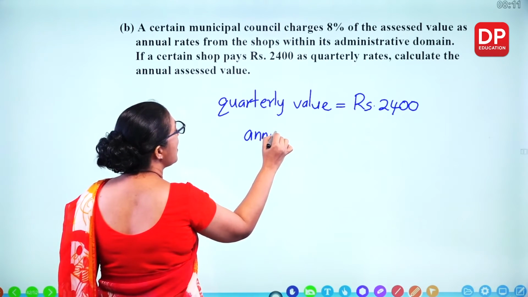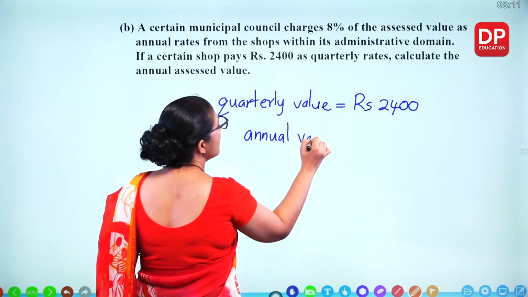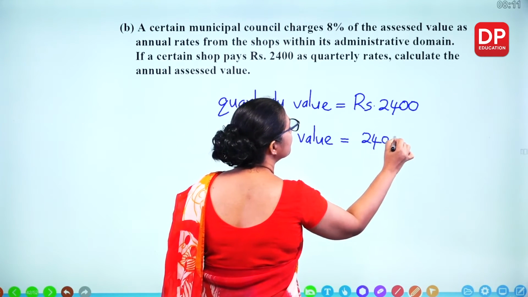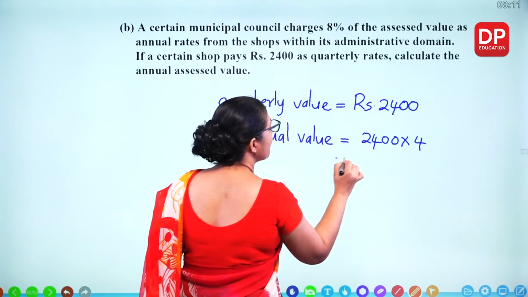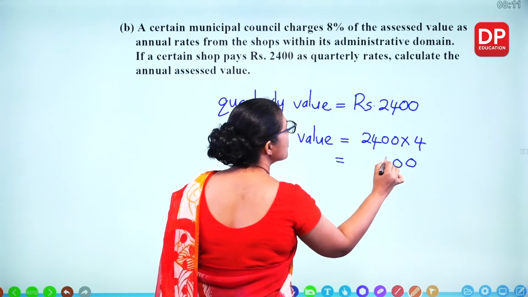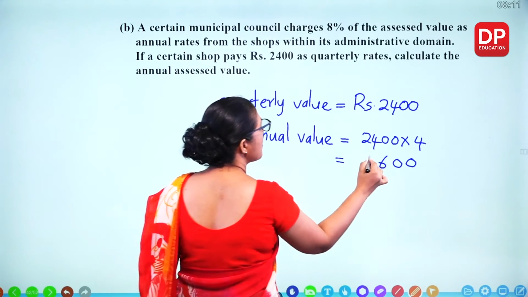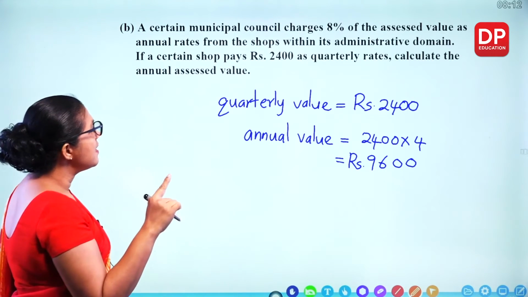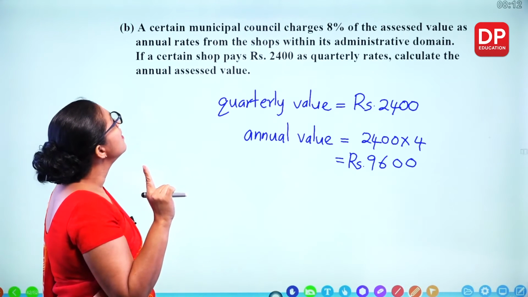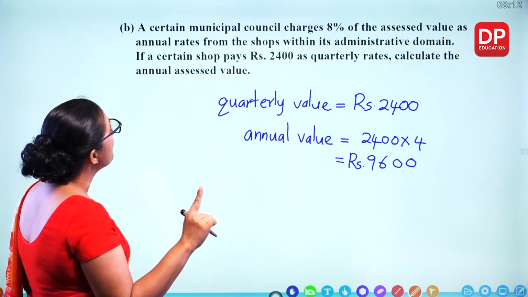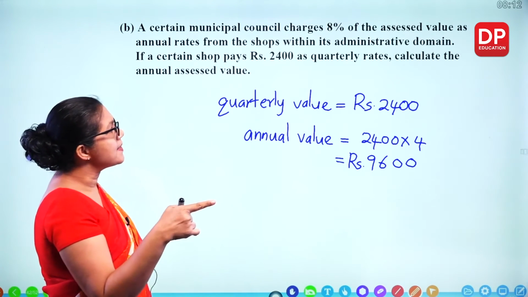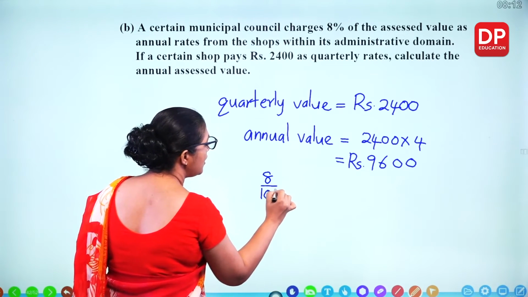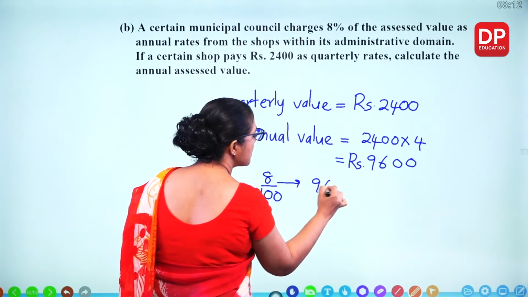You multiply by 4. 4 times 4, 16. 4 times 2, 8 plus 1, 9. So 9,600. This is annual value. But this is 8%. 8% is this much. 8% value is 9,600.